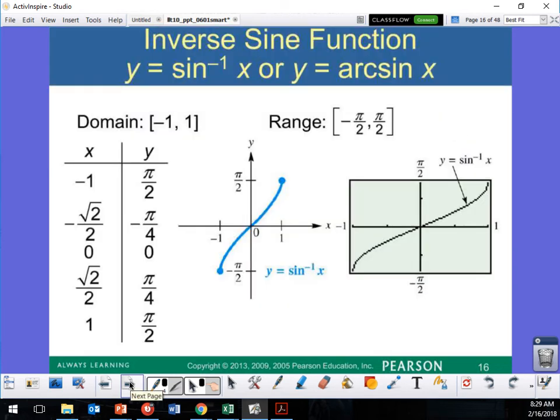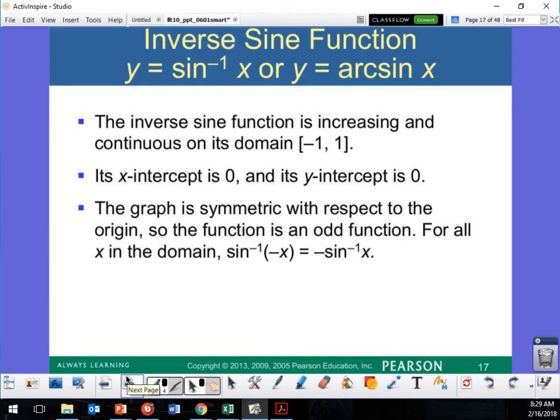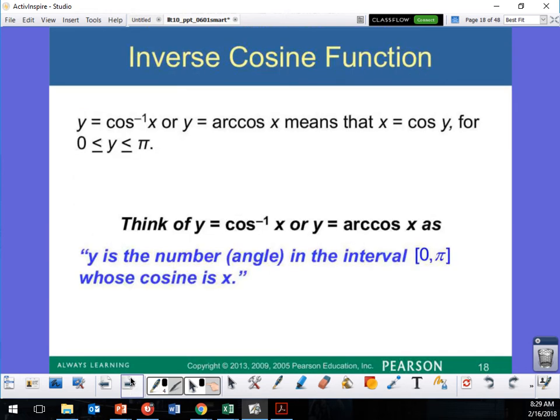Okay, so for right here, my domain for sine and arcsine is going to be from negative 1 to 1. So that's the biggest it could be. The range is always going to be from negative pi over 2 to positive pi over 2. Okay, so now for arccosine, it's going to be from 0 to pi.